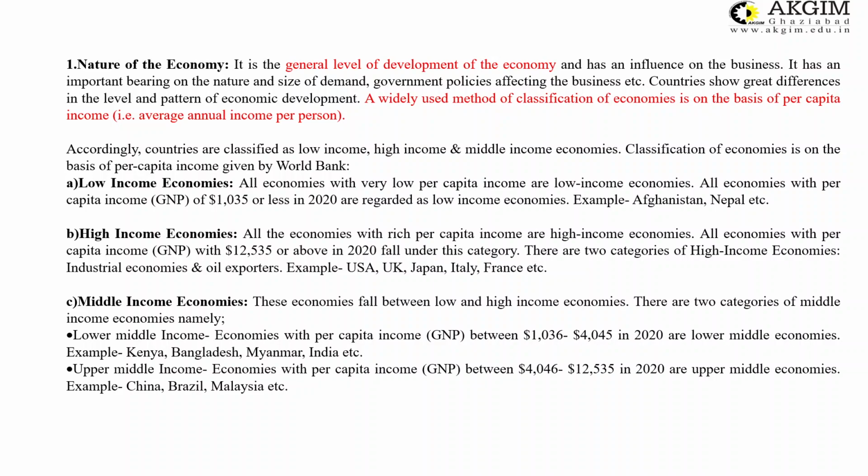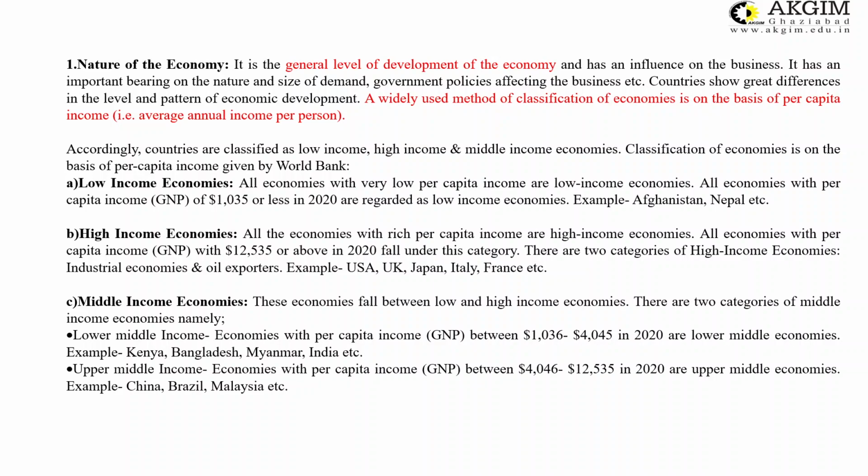And when we talk about upper middle income economies, it includes people who have a per capita income between $4,046 and $12,535. So that may be the part of the upper middle income economies, and the examples are China, Brazil, Malaysia.